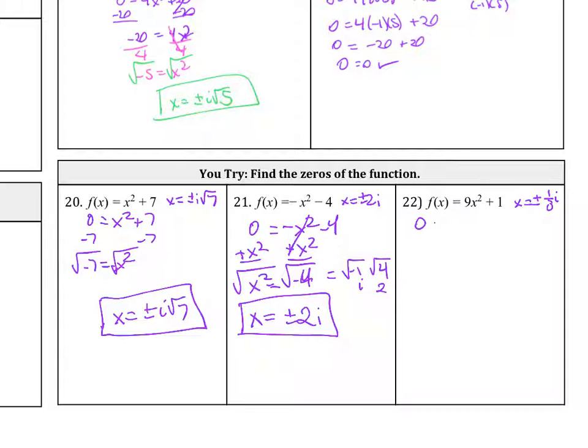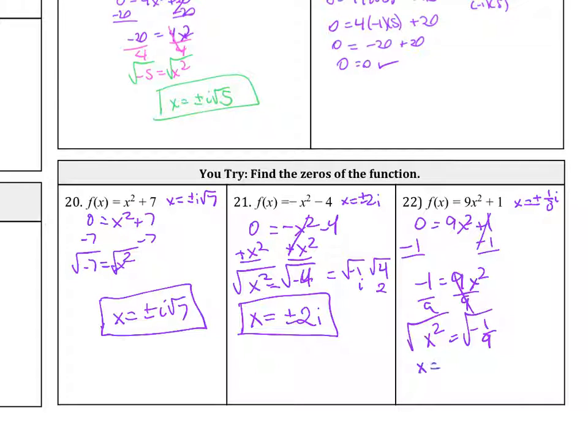Number 22, 0 equals 9x squared plus 1. Let's subtract 1 from both sides. So we get negative 1 equals 9x squared, divided by 9. So we get x squared equals negative 1 over 9. Let's take the square root. So x equals plus or minus, let's split it up, square root of negative 1 over square root of 9.